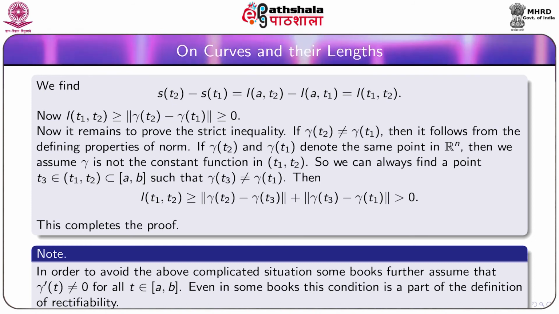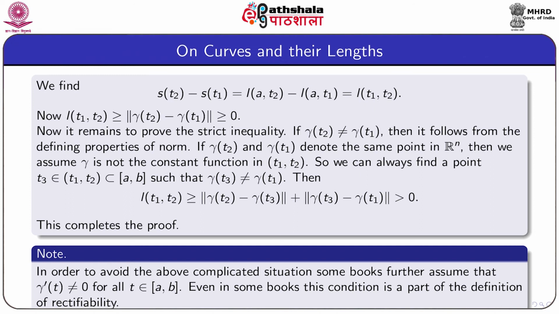One remark here. In order to avoid the above complicated situation, some books further assume that gamma'(t) is not equal to 0 for every t from the bounded closed interval [a, b]. Even in some books, this condition is a part of the definition of rectifiability.